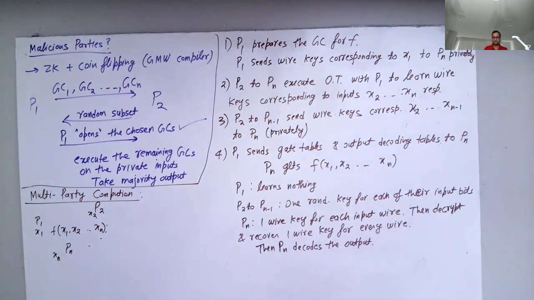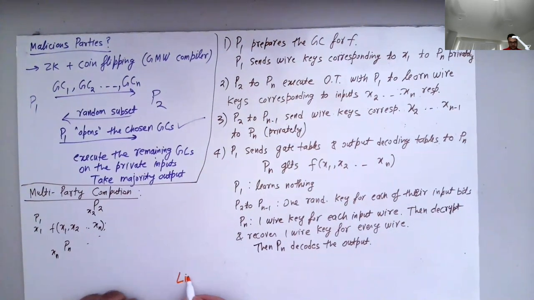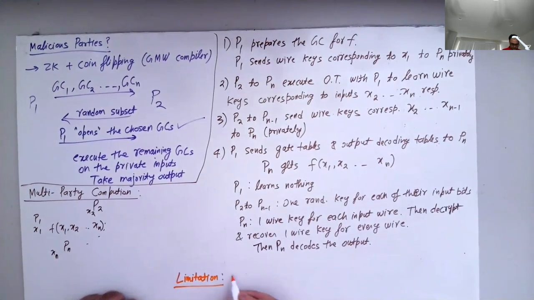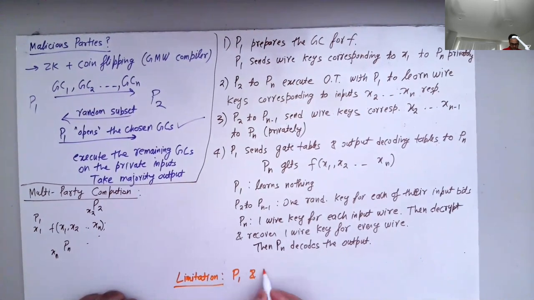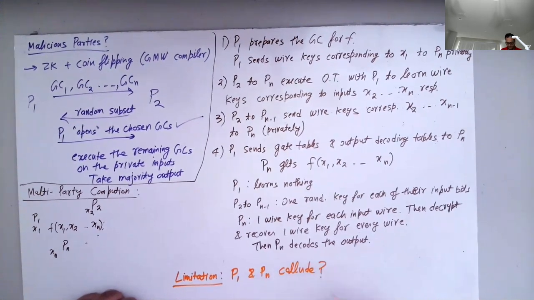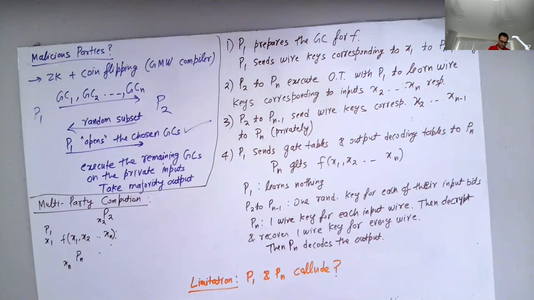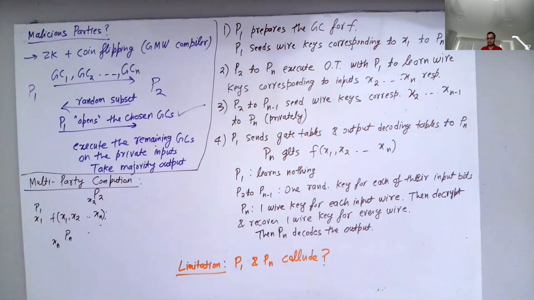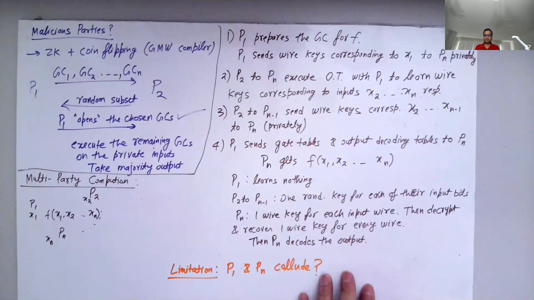Okay, any questions? So here, it's good to be aware of the limitation of this construction. What if P1 and Pn collude? What happens? Can they learn the input of any other party, or can they break the security in any other way?